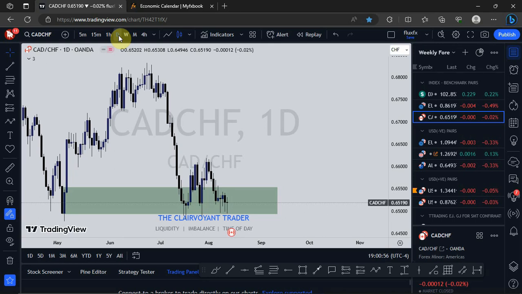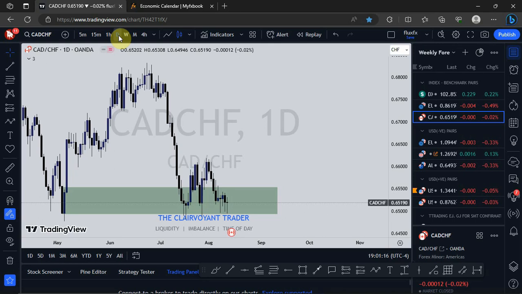Once again, I don't trade CAD CHF personally. I'll use it as a benchmark to select either to trade USD CAD or USD CHF, after establishing where I think the dollar index is going to move to.